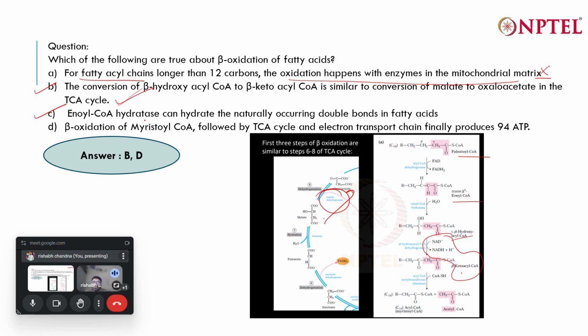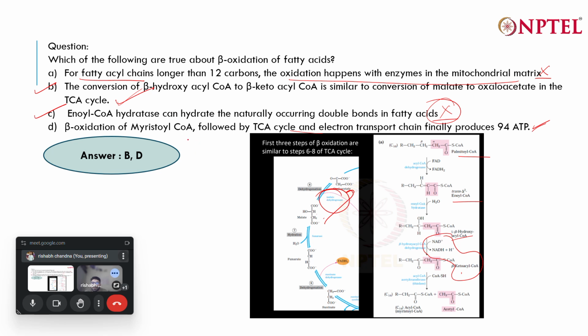Then, enoyl coenzyme A hydratase can hydrate the naturally occurring double bonds in fatty acids. No, this is false. Then, beta oxidation of myristoyl coenzyme A followed by the TCA cycle and electron transport chain finally produces 94 ATP. Yes, this is correct.